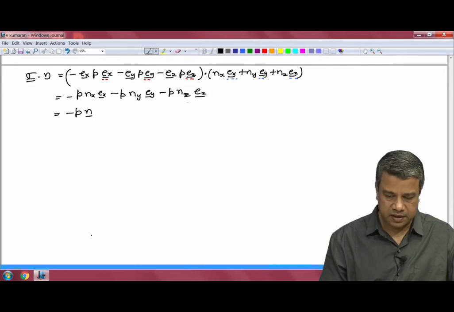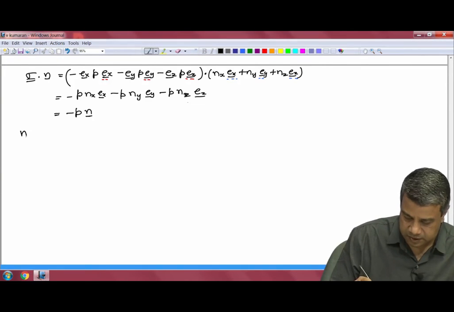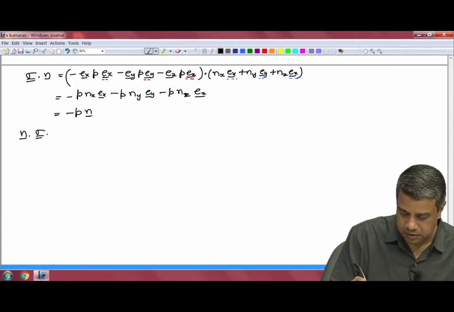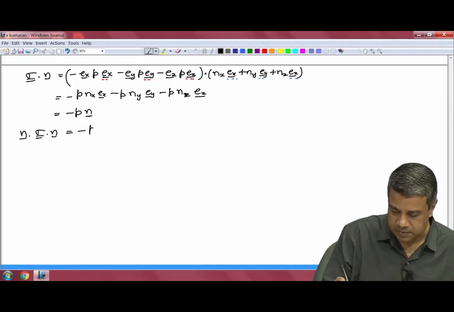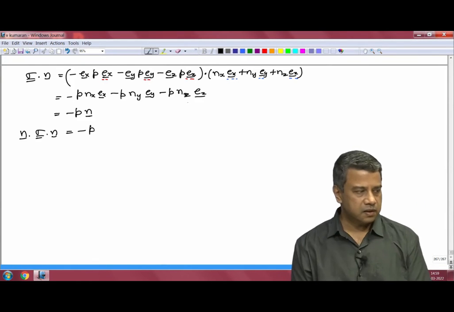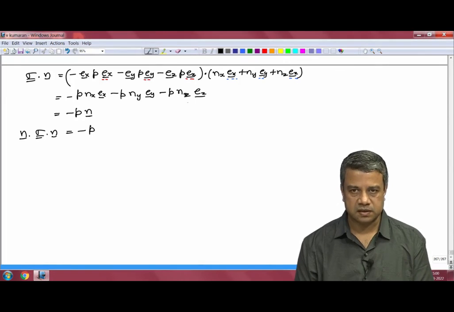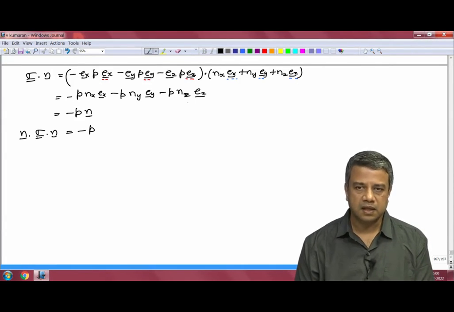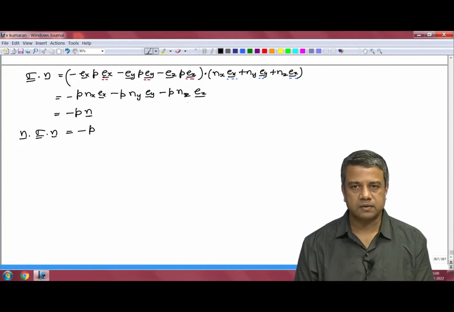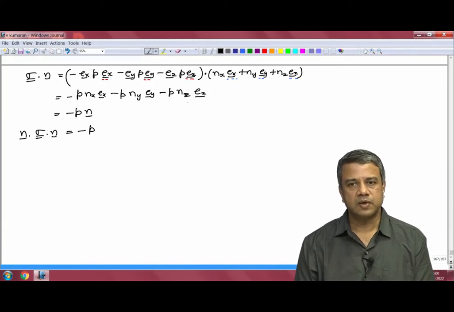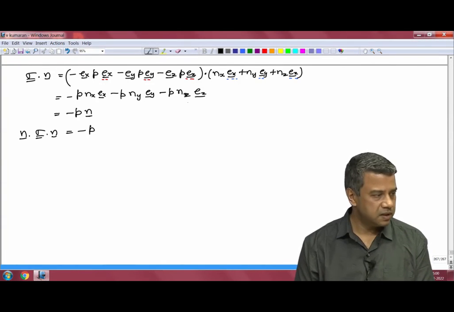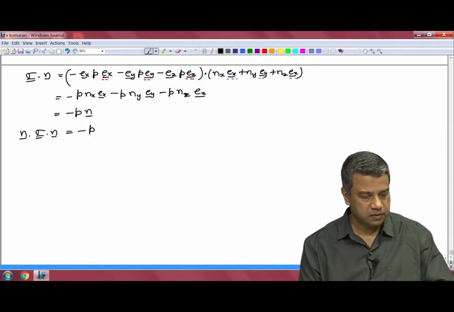And if you actually take n dot sigma dot n, this is equal to minus P. You recall that I defined n dot sigma dot n as the normal stress. In the absence of flow, the normal stress is equal to the negative of the pressure, because the normal stress is defined to be positive along the outward unit normal, whereas the pressure acts along the inward unit normal.